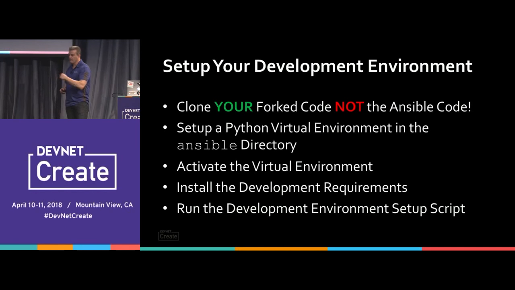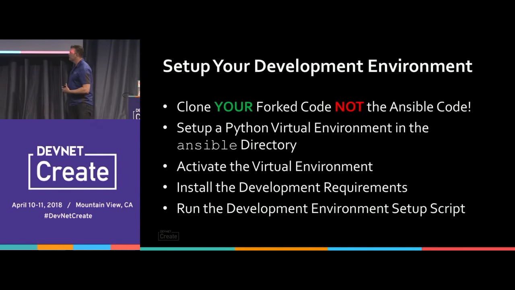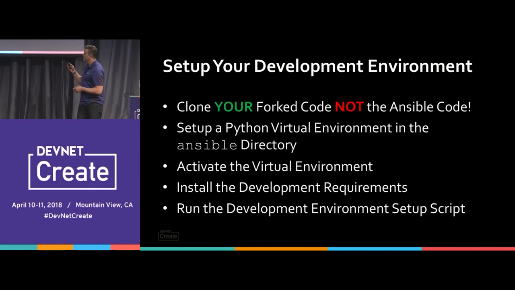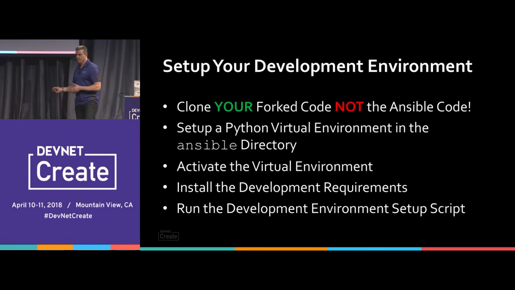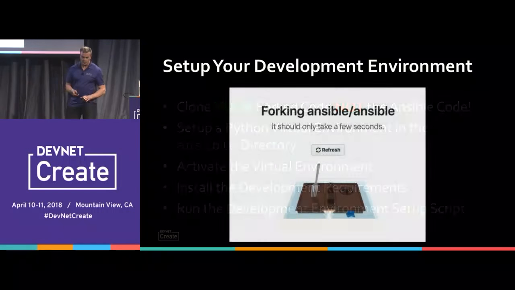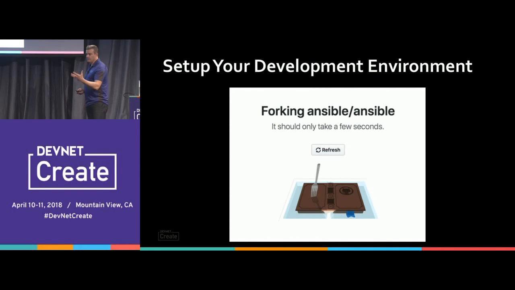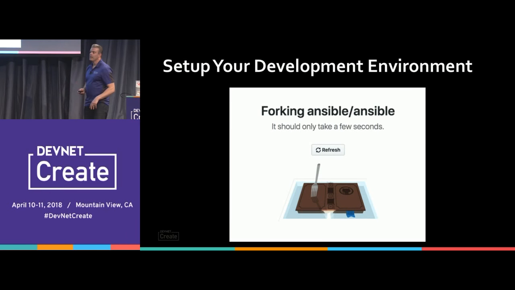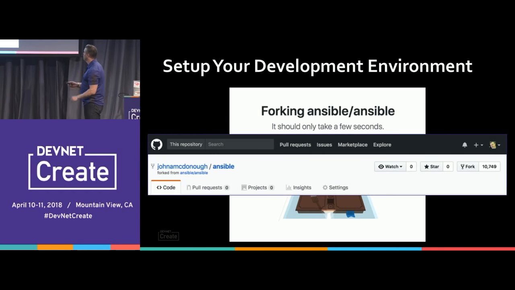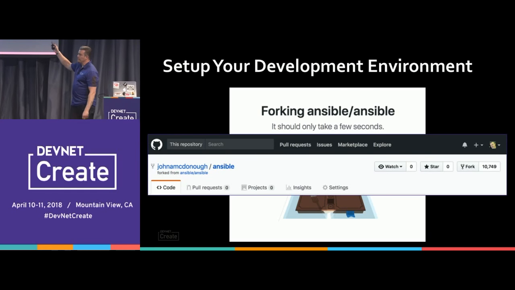We're going to activate the virtual environment. We're going to install the developer requirements. And then we're going to run the development environment setup script. So a couple of steps to set up your development environment. So forking Ansible from Ansible, there's a button that says fork, and you click it.